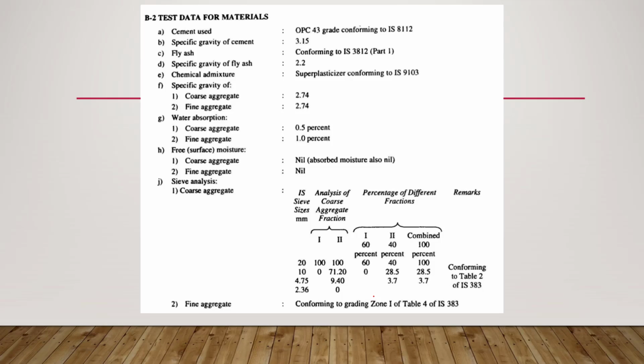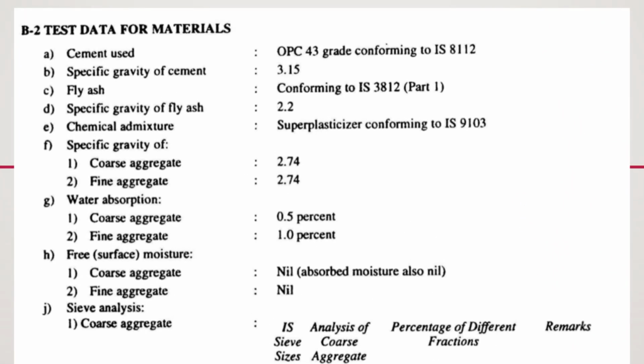And next, test data for materials. The cement used here is OPC 43 grade, and the specific gravity of cement is 3.15. Fly ash is as per IS 3812; according to 3812 we have to specify for fly ash. Next, chemical admixture, that is super plasticizer. Next, the specific gravity of coarse aggregate and fine aggregate is 2.74. Next, water absorptions are given, and free moisture content is nil.